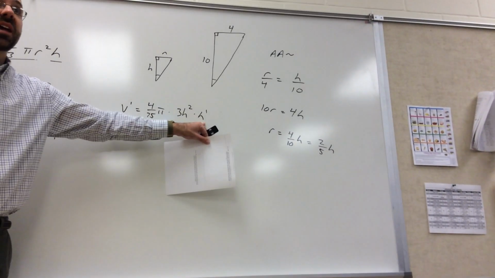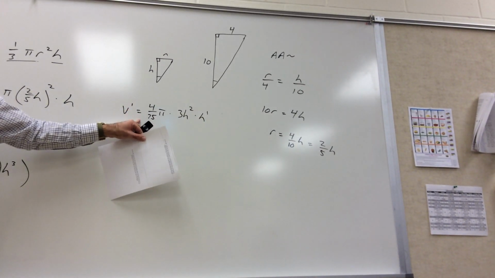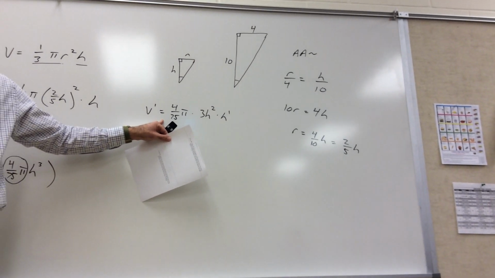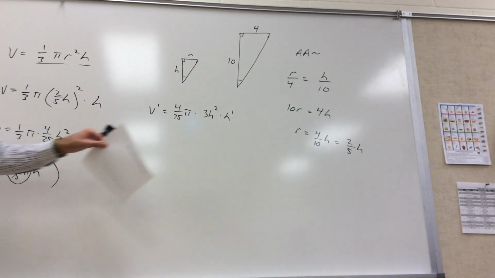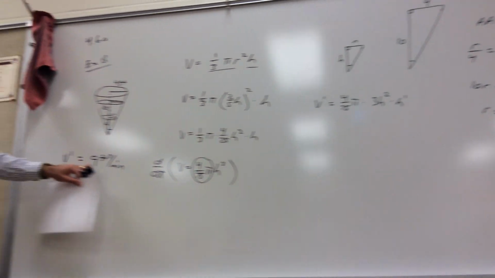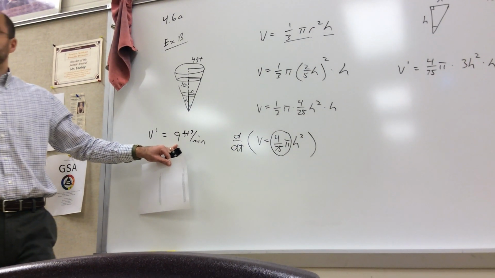Okay, so this is good. Now we have a dynamic equation. Now we have an equation that talks about how things are changing. And we can fill in what we know into that. We got our v prime, right? That's 9.